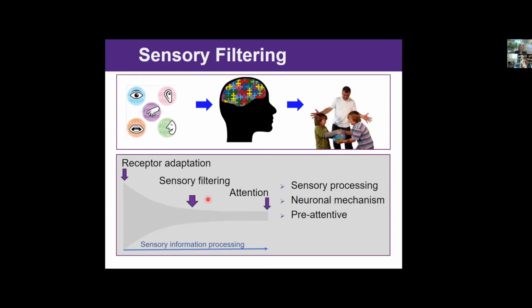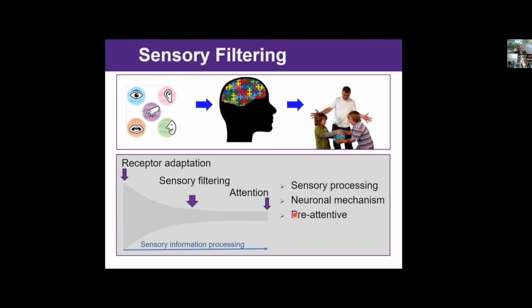But a lot of the sensory information is actually filtered along the sensory information processing pathway. So these are built-in neuronal mechanisms, such as the mechanisms that lead to habituation and prepulse inhibition that filter or gate sensory information. And these sensory filtering mechanisms are pre-attentive. So they are before the information actually reaches our cortices and our conscious perception. So we are not aware of these, which also means that unfortunately we tend to ignore them.